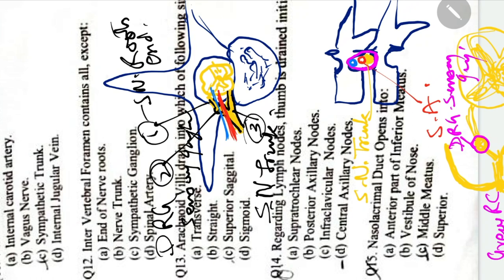This is distal, and the proximal one will be the gray rami communicantes. The pre-ganglionic sympathetic fibers enter the ganglion through the white rami communicantes, which is distally placed, and the post-ganglionic sympathetic fibers come out of this ganglion via the gray rami communicantes. They will be unmyelinated, that's why it is called gray rami communicantes. I hope you understood a lot of important points in this description.